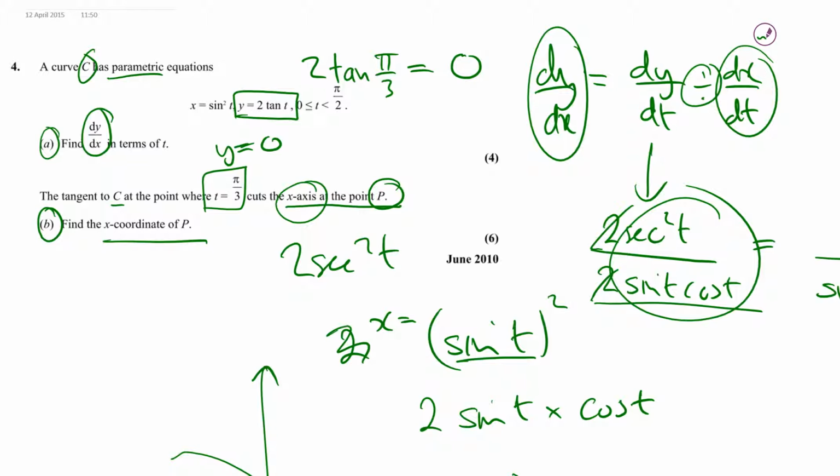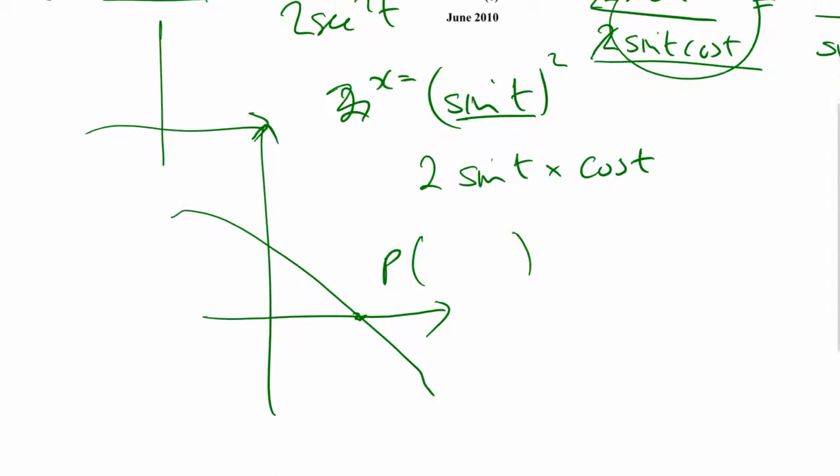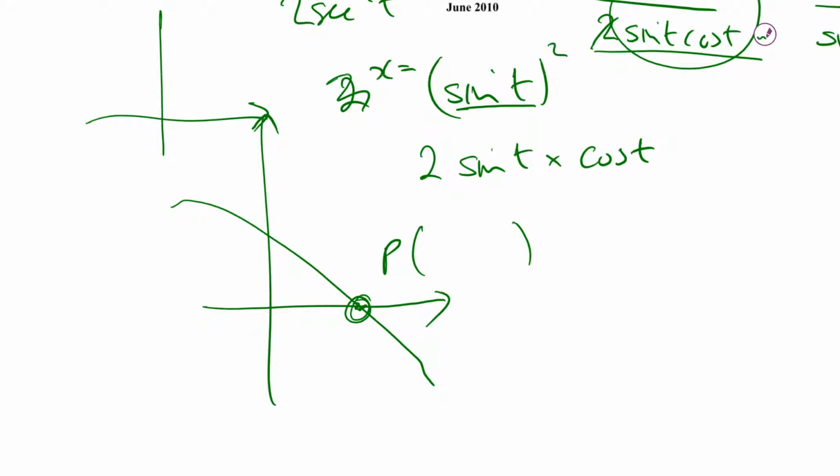So actually, is that really what I wanted? What does that tell me? I'm not sure if it tells me anything actually. Tangent. I'm kind of thinking that I'm making it more complicated than it needs to be. Cuts the x-axis. So it's cutting the x-axis there.